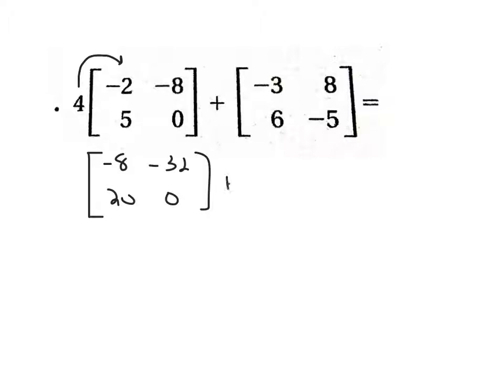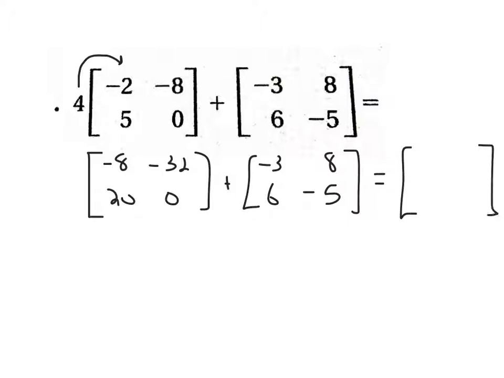And once I do that, now I'm ready to add the two matrices together. And I'm allowed to, again, because they are both 2 by 2. So I'm just going to add straight across: negative 8 and negative 3, negative 32 and 8, 20 and 6, and 0 and negative 5. So the only new thing there was the scalar on the outside, and you need to take care of that first before you start your addition.